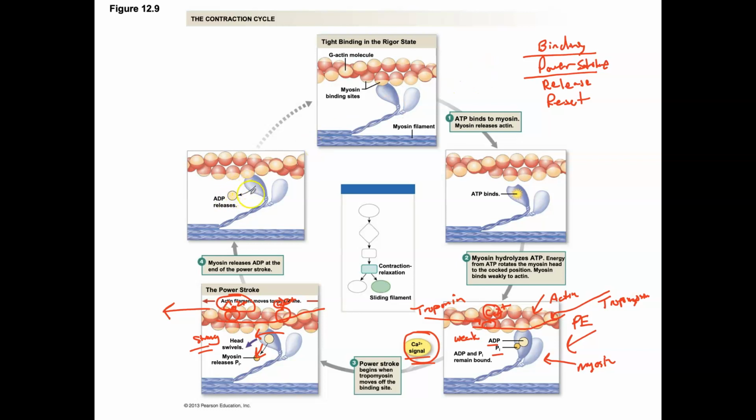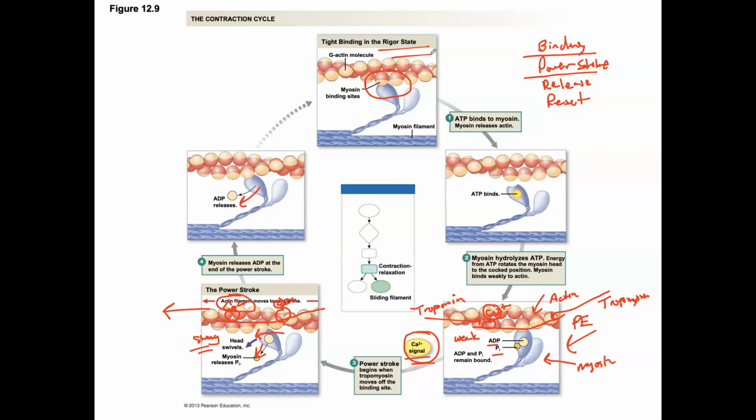So ADP can come off of the myosin head, but without another molecule, these proteins will stay attached to each other. So the myosin will stay attached to the actin in what's called the rigor state. So myosin releases ADP at the end of the power stroke, but the myosin and actin are in a state of rigor. They're basically stuck in a contractile state unless another molecule comes along.